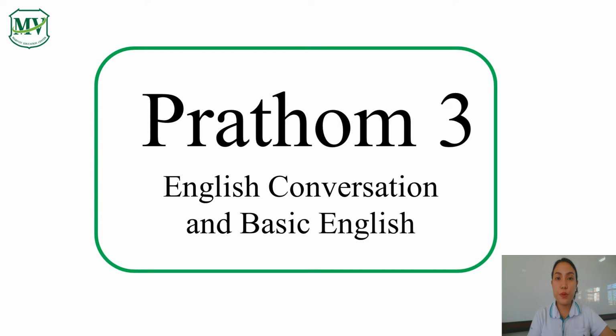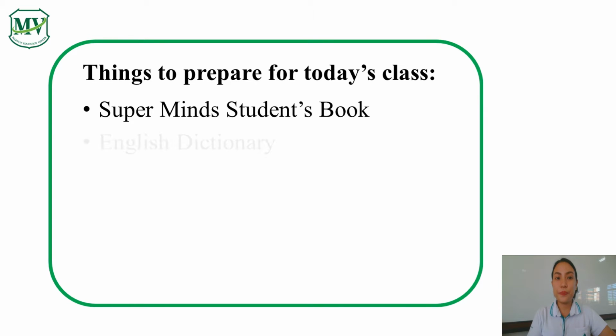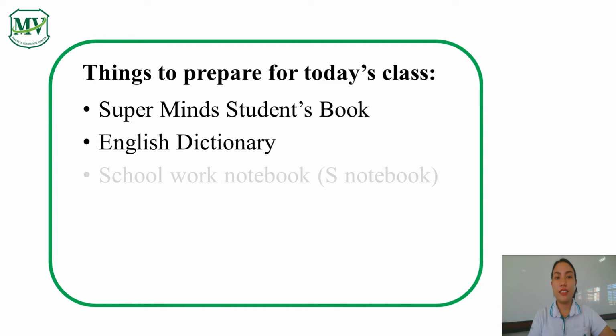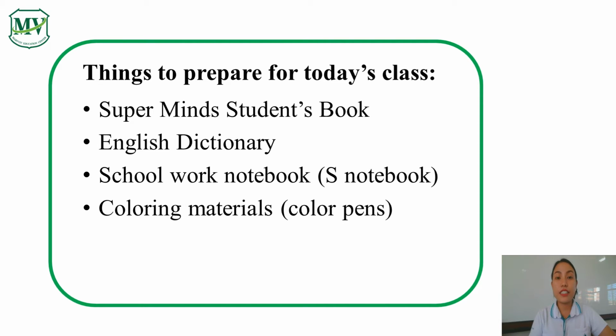So, for this week, we are going to combine your English conversation and basic English lesson. Before we start, these are the things that you need to prepare: your Supermind Students Book, your English Dictionary, your schoolwork or S notebook, your coloring materials like color pens or crayons, your pencil, and your ruler. So, let's start.